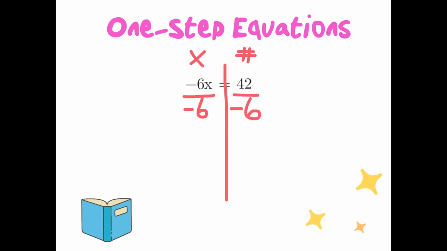And I forgot to mention in the other side, it's only in this example for multiplication and division that whatever you do on one side, you have to do to the other side. So if I'm dividing the left side by negative 6, I also have to divide the right side by negative 6. Negative 6 divided by negative 6 is 1. And then we attach the x over there. 42 divided by negative 6 is negative 7. And we don't need to write the 1 in front of the x, so my final answer will just be x is equal to negative 7.